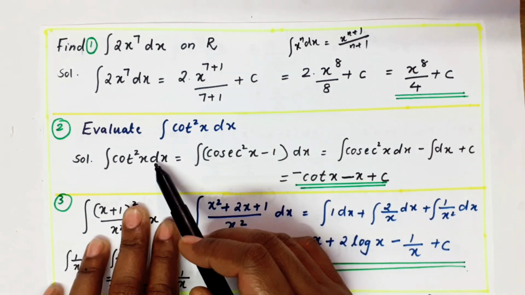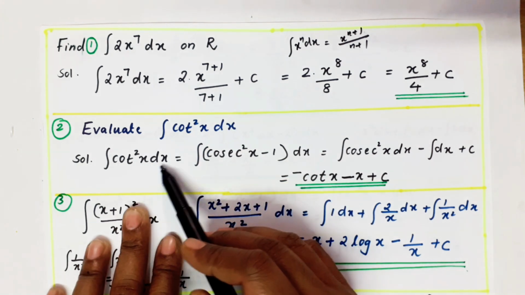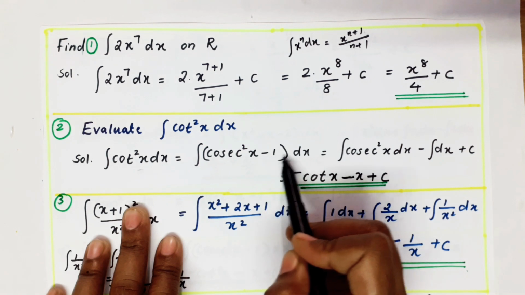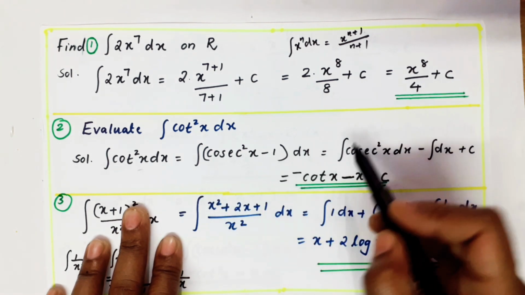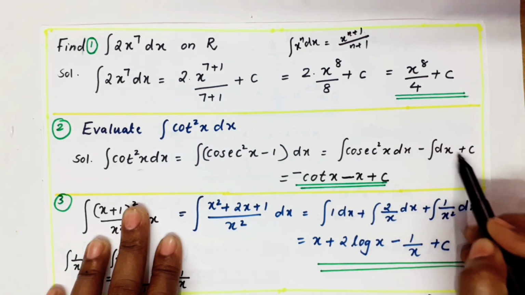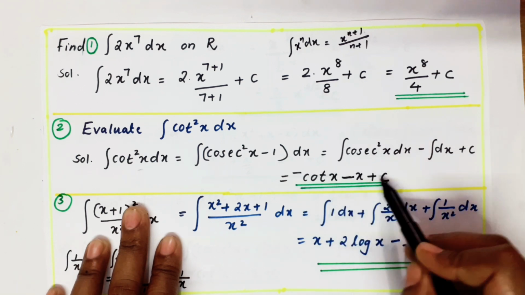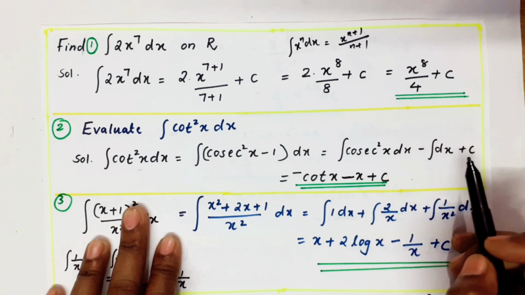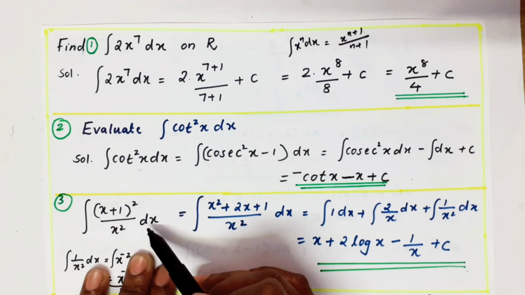See the next question. Integral of cot square x dx. Cot square x I can write as cosec square x minus 1. So integral of cosec square x minus 1 dx. Separate integration. Integral of cosec square x dx minus integral dx plus c. Integral of cosec square x dx is minus cot x. Integral dx is x, so minus x plus c. Clear?